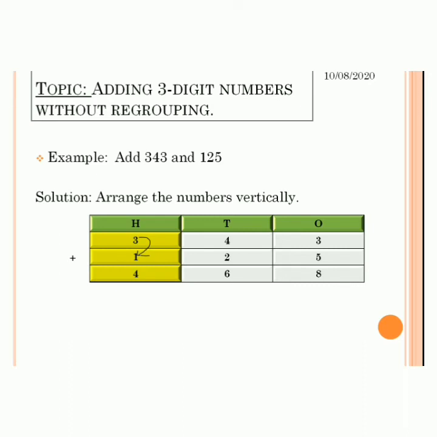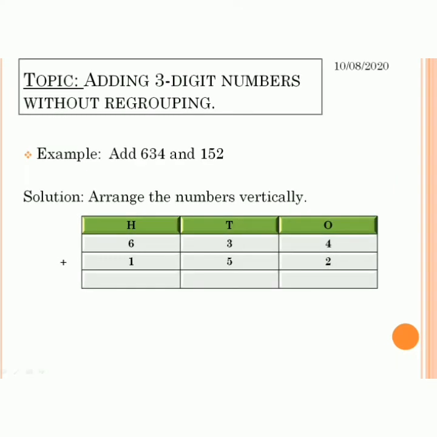Alright, so dear children, we have seen that finally we get our result. So the correct answer is what, dear children? When we add 343 and 125, we get the answer as 468. Alright, what is the correct answer? The correct answer is 468. So dear children, now let's proceed with the second example, that is how to add 634 and 512.